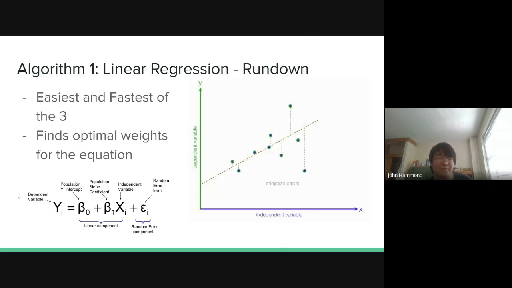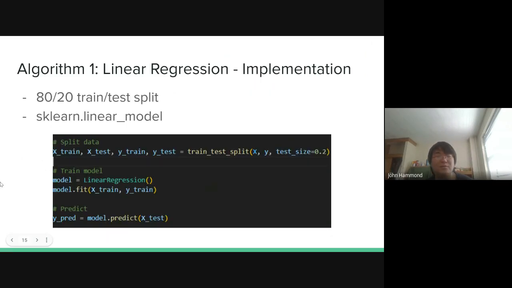So the first algorithm was linear regression. Of course, it's the fastest and the easiest. It essentially just finds optimal weights for this equation. X here is our input, the vector for all the features. The weights are in this case also a vector of the same size as X, just transposed, because we want the output to be just a single number. We have some bias and some error as well. As an implementation, this is really easy using sklearn's linear model. You can see the whole linear regression is just a single line.